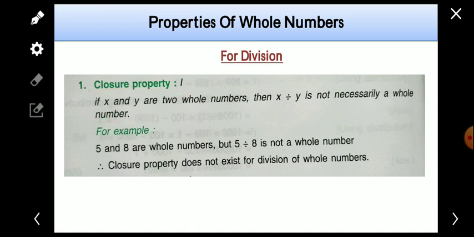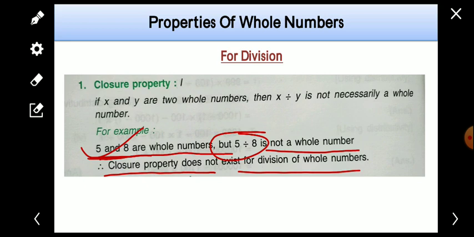We can take the example here of 8 and 5. 5 and 8 are two whole numbers. If we divide 5 by 8, then we will not get a whole number. We will get a fraction or decimal. So it proves that the closure property does not exist for division of whole numbers. I hope that you understood.